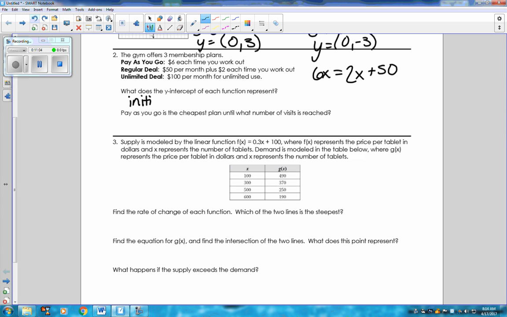So how many visits will it take for us to pay more with the pay-as-you-go than the regular deal? 12. But think about it, because you're not going to do a 12 and a half workout. So that 12 workout, what does 12 and a half do if we round? It goes up. If I plugged in 12, I'd still get pay-as-you-go as being cheaper.